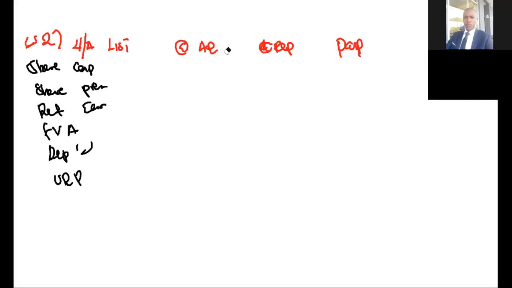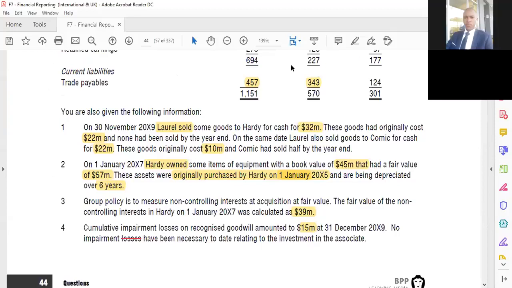So there we go. Let's put our figures there. Share capital, what was the share capital at acquisition? One thing to remember is that you only bring figures for the subsidiary here. You want to show the true value of the assets at acquisition.